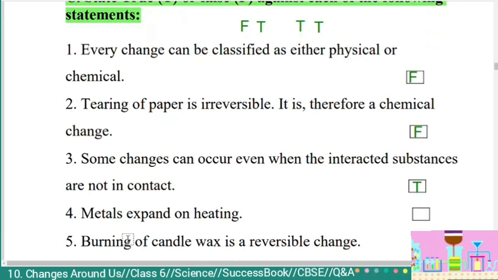Fourth, metals expand on heating. This is also true. Fifth, burning of candle wax is a reversible change. It is false.